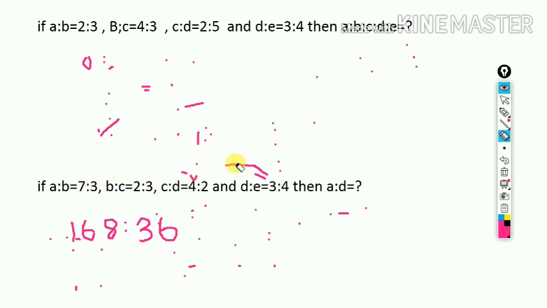Is it correct? D. So this is the last. So this will be 3 multiply 2, then multiply 3, then multiply 3. So this will be 3 multiply 2, 6 multiply 9.